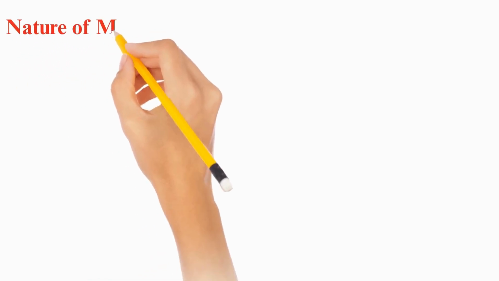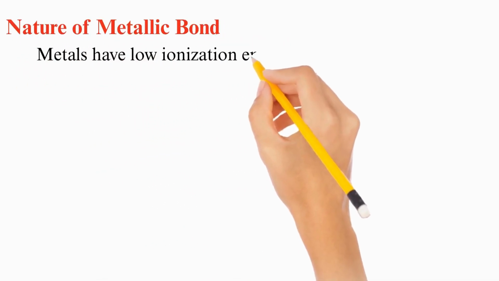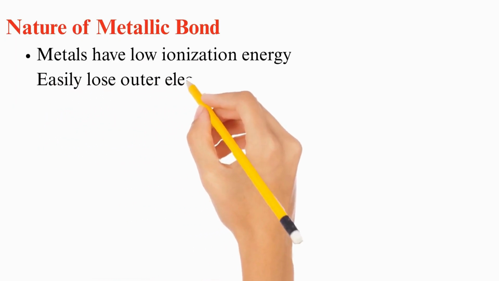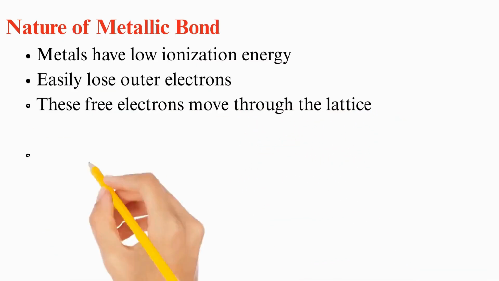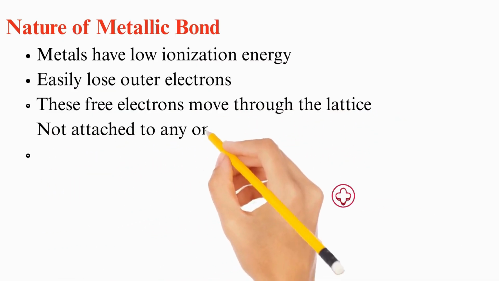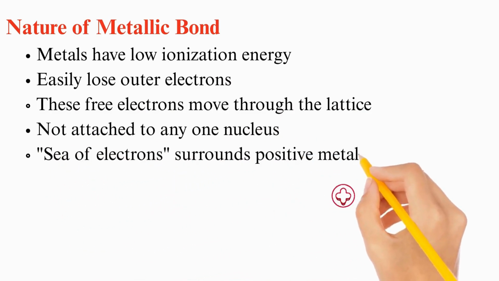Nature of the metallic bond. Metals have low ionization energy and easily lose outer electrons. These free electrons move through the lattice, not attached to any one nucleus. A sea of electrons surrounds the positive metal ions.